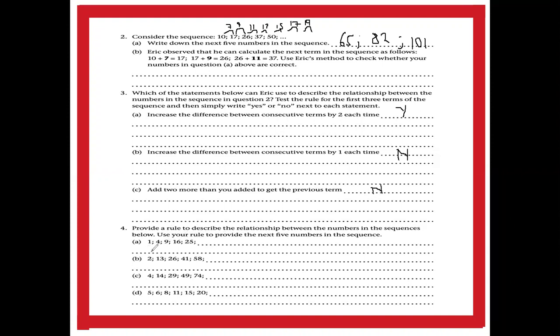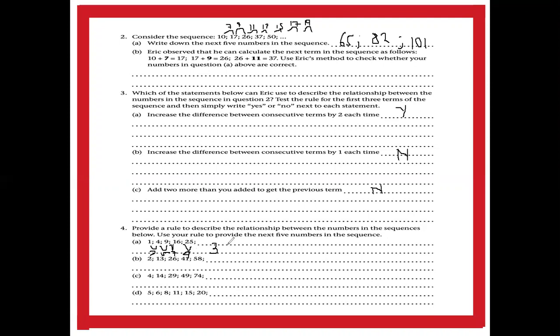Okay, so I'm not going to do all of these, I don't think. But the difference between these terms here is 3. Then the difference between these terms is 5. The difference between these terms is 7. So it looks like we're going up in odd numbers. And the difference between these terms is 9. So then we can add 11 to 25. It'll give us 36.